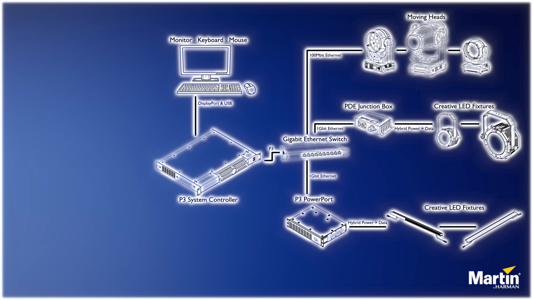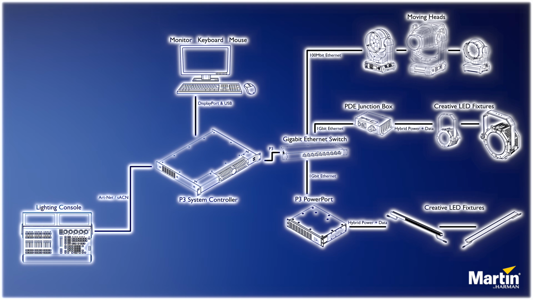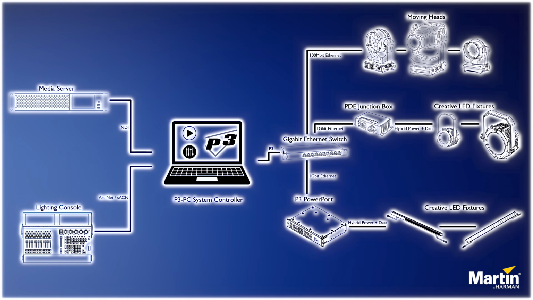The P3 system controller connects to all P3 enabled fixtures via a network using the P3 protocol. You then feed video into the P3 system controller using HDMI or NDI. Or you feed data from a lighting console using ArtNet or streaming ACN. Or you connect both at the same time, as that will enable you to crossfade between video and console information on a queue-by-queue basis. For smaller applications, a computer running the P3 PC software is a good alternative to the bigger P3 rack mount units.